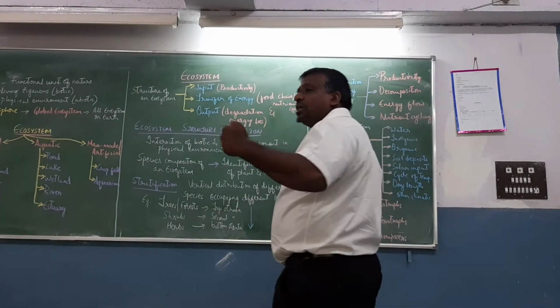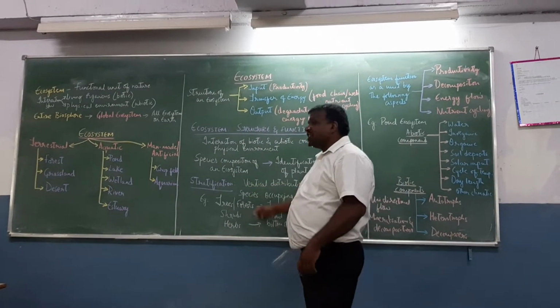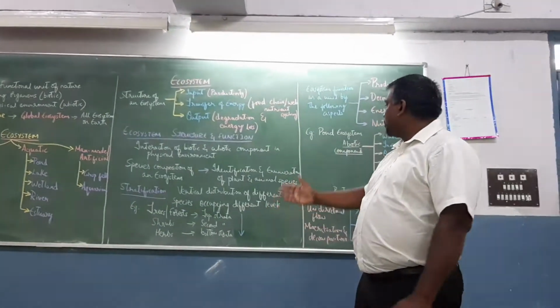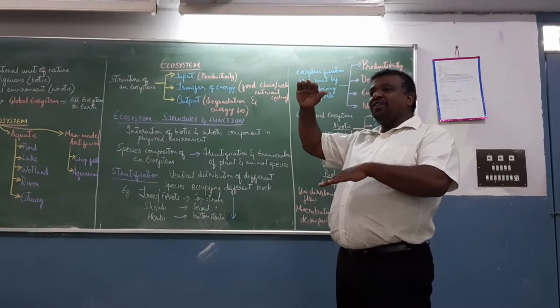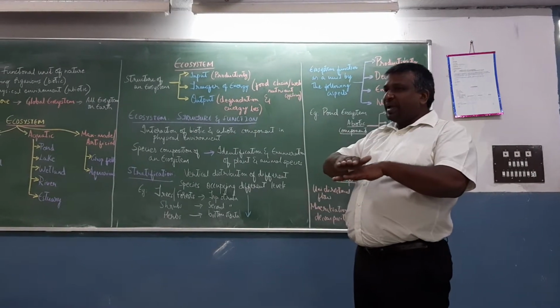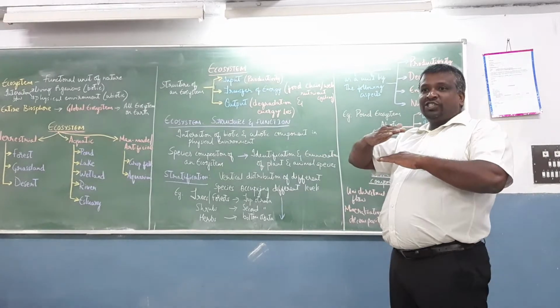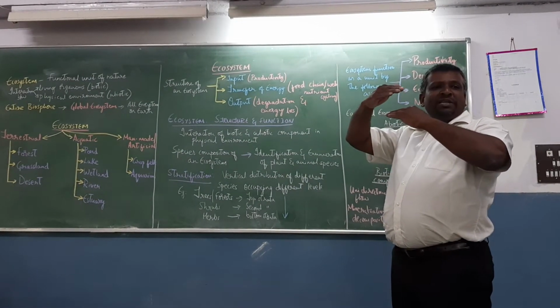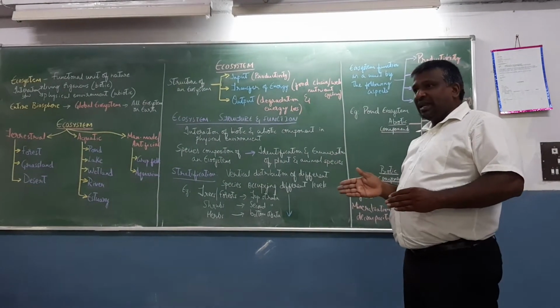The definition: what is stratification? One mark, they have asked it many times. Stratification is the vertical distribution of different species which are occupying different levels. Producers occupy the lower level, consumers the next level, primary consumers next to secondary consumers, secondary consumers next to tertiary consumers. So they are all occupying different vertical levels.